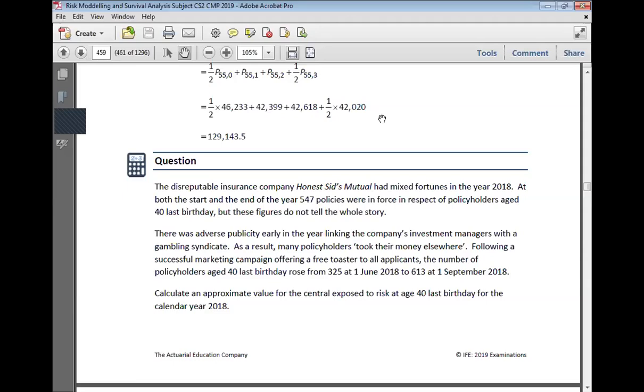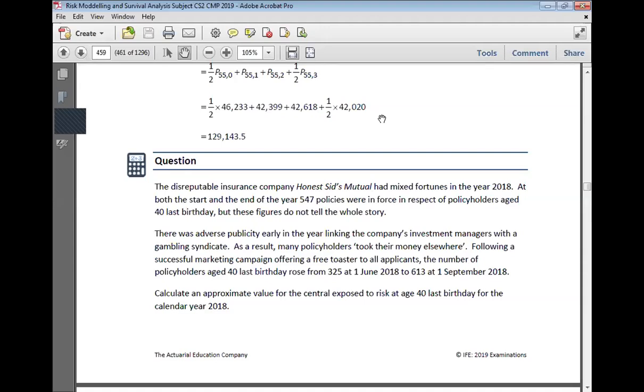So now if we see, we know that at 1 Jan we had 547, and at 31st December, we had 547. But in June and in September, the numbers changed, right? They did not remain constant throughout the year. So at 1 June we have 325, and on 1st September, we observe 613. Now what they're asking us to calculate is an approximate value for the central exposed to risk at age 40 last birthday for the calendar year 2018. So now you not only know what has happened at the start and the end of the year, but also something about what has happened in between.